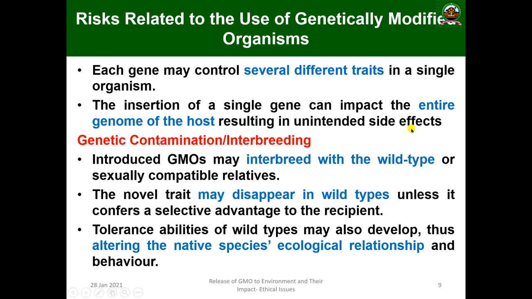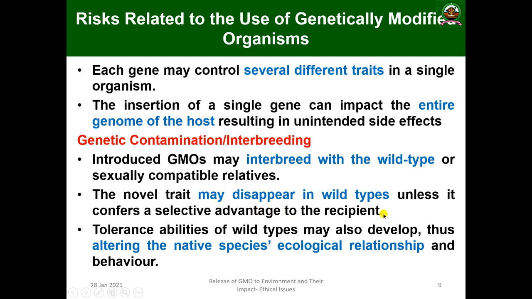Okay, now we are going to discuss the potential risks associated with the genetic modification of organisms. First one: genetic contamination or interbreeding. When you introduce a foreign gene, the genetically modified organism can interbreed with a normal organism, known as the wild type or sexually compatible relatives. The new gene can be transferred from one host to another, so the novel traits, the features of that particular plant or animal, will disappear due to the incoming gene.